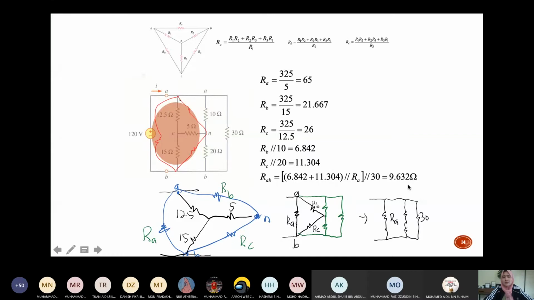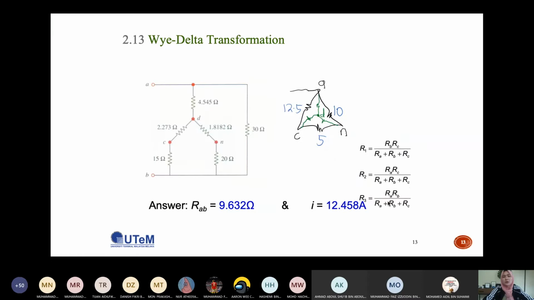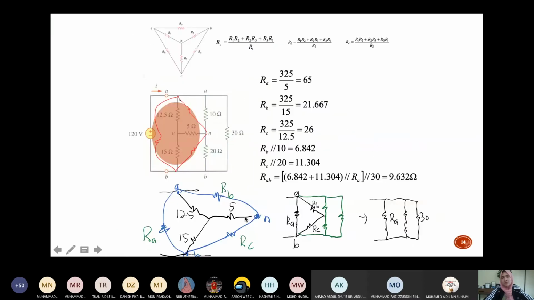You will get the same answer. By using this, you will get R equivalent 9.632. Using this method also, you will get RAB equals 9.632 ohm. So you can try by yourself and compare these two methods. You should get the same value for the R equivalent.